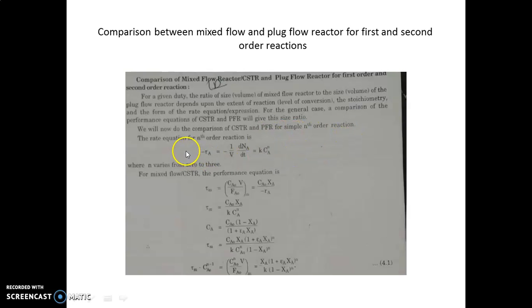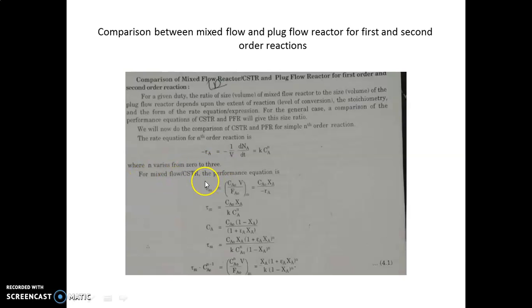So the rate of reaction for nth order reaction is given by minus rA is equal to minus 1 by V dNA by dt is equal to k into CA to the power n, where n varies from 0 to 3. That means the order of reaction varies from 0 to 3.